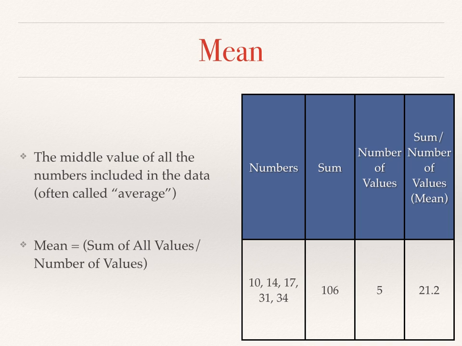For example, if you are given the numbers 10, 14, 17, 31, and 34, then you would start by adding all of those numbers together. Once you do that, you will see that the sum is 106. Since there are 5 values that were added together to get that sum, you would then find the average by dividing the sum of 106 by 5. The result, of course, is 21.2, which is the mean of this data set.